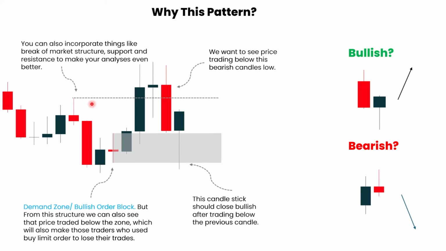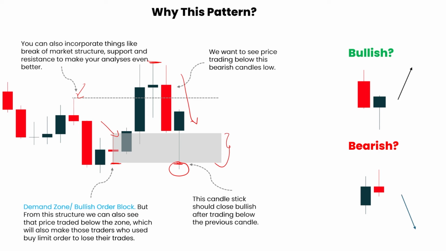So the next thing that we need to cover, guys, is that we must ask ourselves a question: why this pattern specifically? Here we have an order block based on this candlestick. But then price traded above this high and then shot lower to break the demand zone's low. So for those entering this kind of trade using a buy limit order, their trade will be stopped out by this move. So we want to avoid those kinds of things using this pattern.